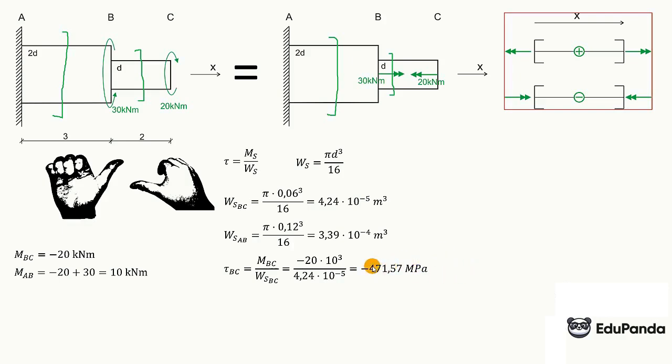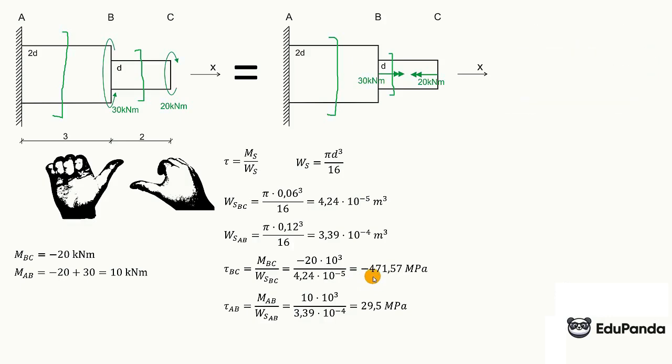I multiply it by 10 to the minus 6 right away to have megapascals, because stresses are usually given in megapascals. And then for section AB, similarly, the moment in section AB is a positive 10 to the third because kilo. Torsional strength index 3.39, and we get 29.5. A very large difference, but that's just this example. Now, the next thing we have to calculate, the last one.